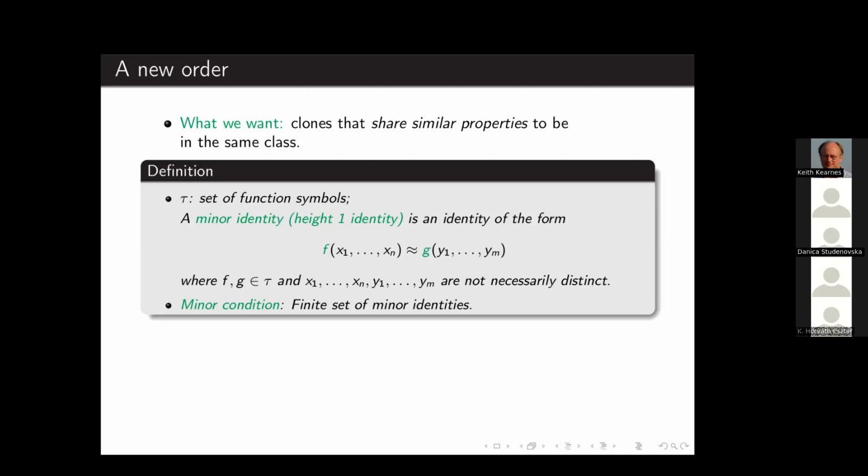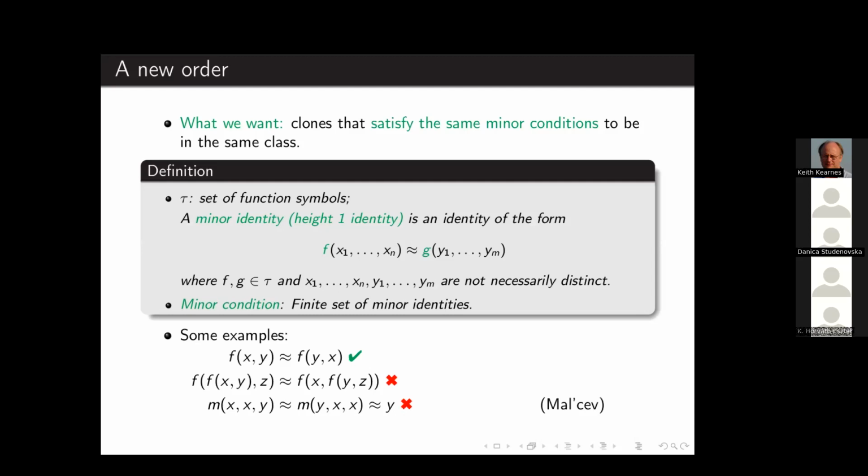And in this talk, I'm going to consider particular identities. For me, a minor identity is an identity of this form, where I have an equality, and in both sides of the equality there appears exactly one operation symbol. And a minor condition is a finite set of such identities. Let me give you some examples of minor identities. Commutativity is a minor identity, while associativity is not, because I have nested use of symbols.